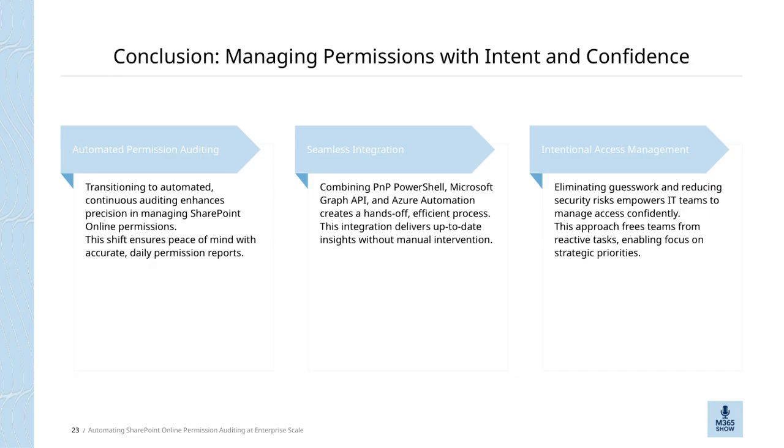Transitioning to automated, continuous auditing enhances the precision of permission oversight. It means we gain peace of mind knowing that our permission reports are accurate and generated daily. This shift not only improves security, but also frees up valuable time for IT teams to focus on bigger picture goals. Ultimately, this approach aligns perfectly with our overall goal of smarter, more secure access management at scale.